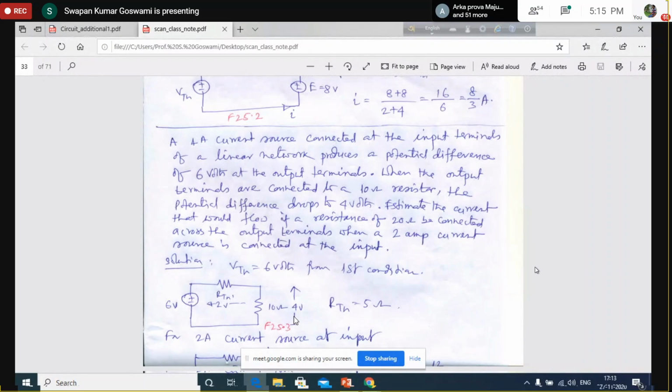Where is the remaining 2 volts going? Across the internal resistance, sir. That means as soon as you connect the 10 ohm resistance here, a current may flow through the circuit. And because the current is flowing, there will be a voltage drop across this 10 ohm resistance. Voltage drop is 4 volt. So the remaining voltage is being dropped across the internal resistance.